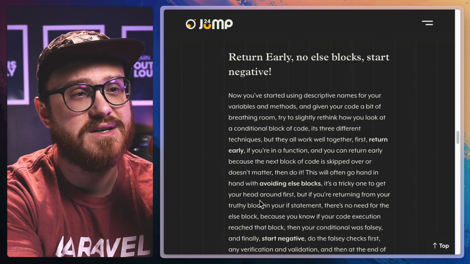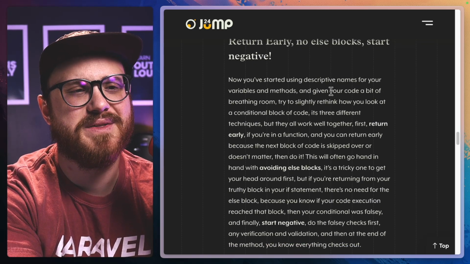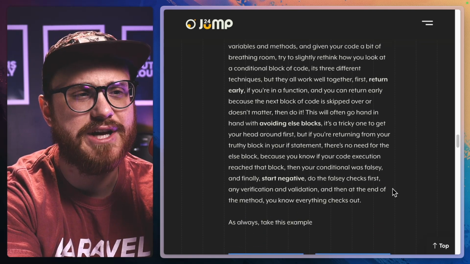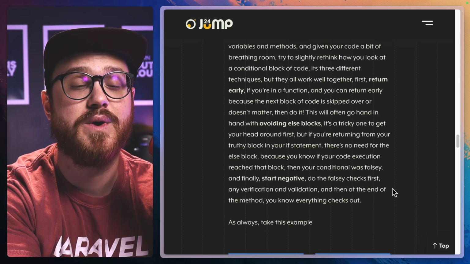Return early, no else blocks, start negative. Now you've started using descriptive names for your variables and methods and given your code a bit of breathing room, try to slightly rethink how you look at conditional blocks of code. It's three different techniques, but they all work well together.